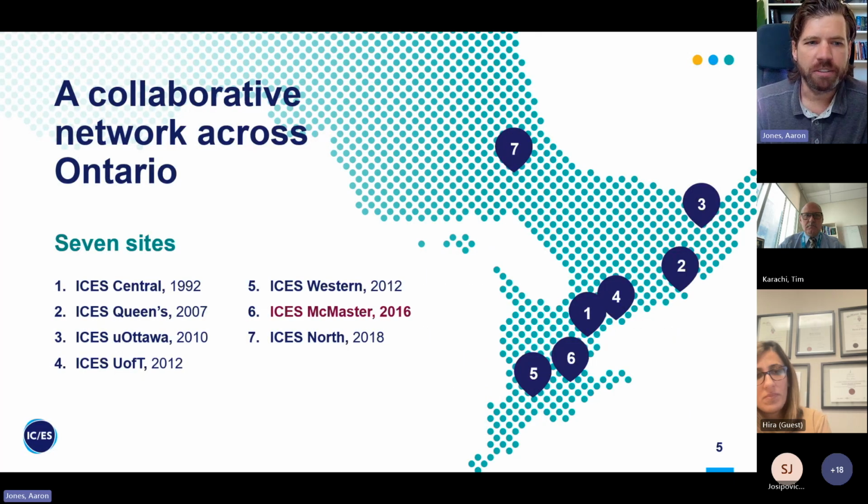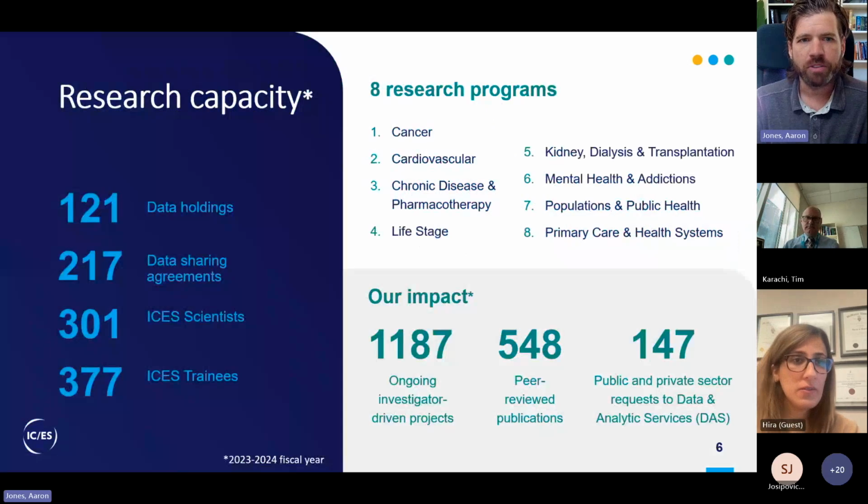ICES has a collaborative network organizational structure. Again, it was founded in Sunnybrook in 1992. It has spread across the province. ICES McMaster was put together in 2016. And so formally, we are a core research facility of the Faculty of Health Sciences, but we also receive support from McMaster University, from Hamilton Health Sciences, and from St. Joseph's Healthcare Hamilton.